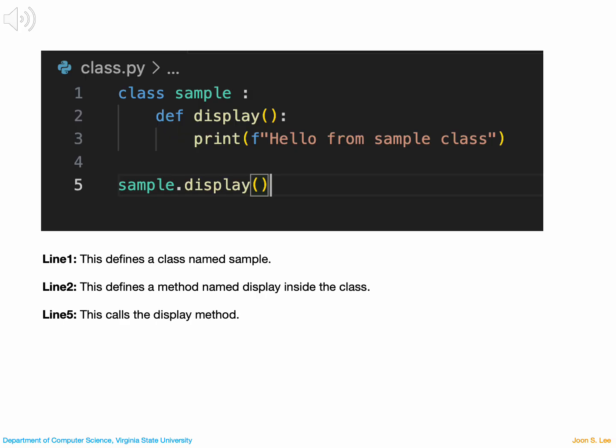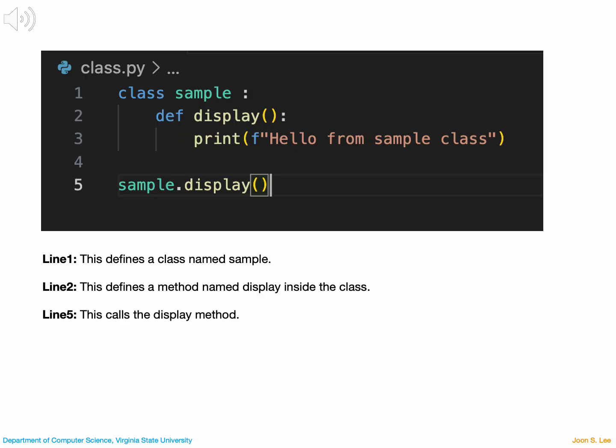On line 1, we define a class named sample. This is the blueprint. We're not creating an object yet. We're just defining what the class looks like. Inside the class, on line 2, we define a method called display. This method contains behavior. In this case, it simply prints a message. On line 3, the print statement is the actual work being done by the method.